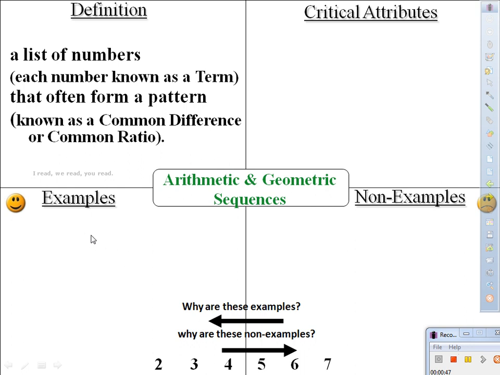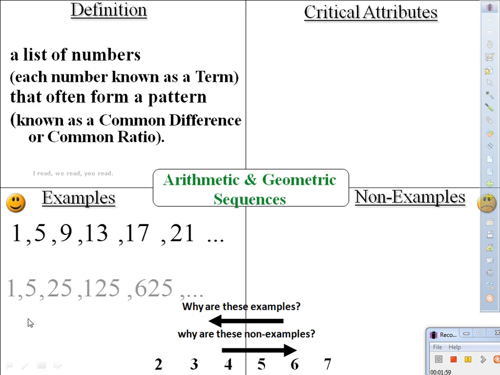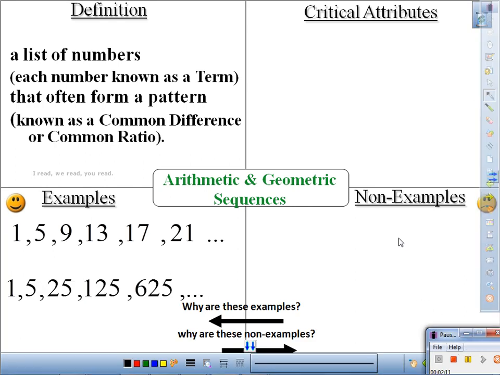Examples. I'm going to give you two lists of numbers. Here's the first one: 1, 5, 9, 13, 17, 21. And then the second list of numbers is 1, 5, 25, 125, and 625. Copy those. All right, so let me go over the examples with our definition to make sure that we understand what we're looking at. Okay, writing utensils down, look up to the screen. You'll finish copying right now.